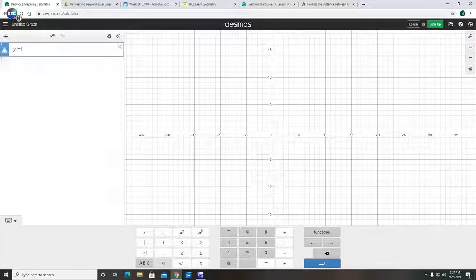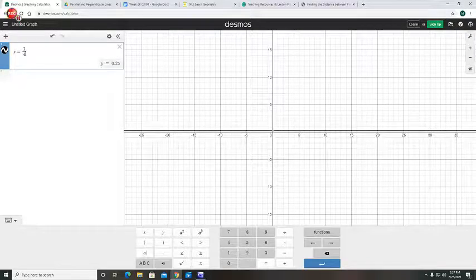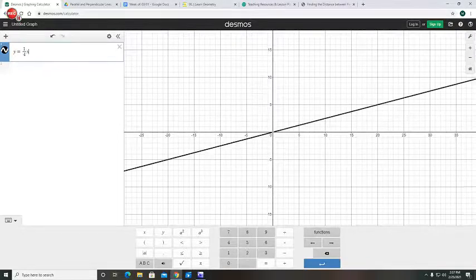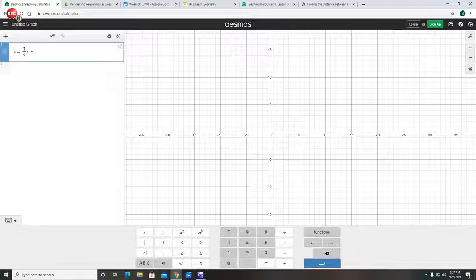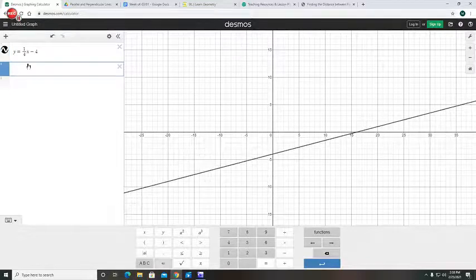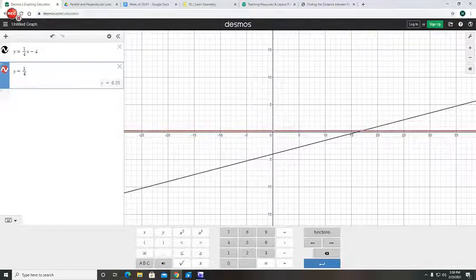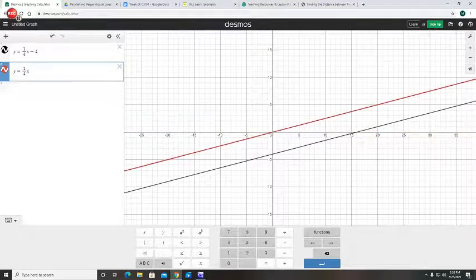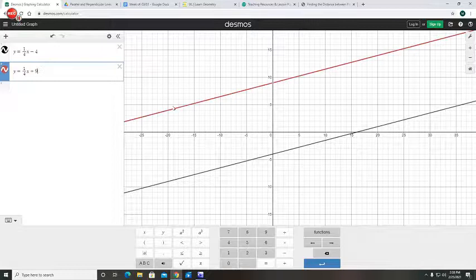Y equals 1/4 x minus 4, and y equals 1/4 x plus 9. Okay, you can see they're parallel. The question is, how far apart are they?